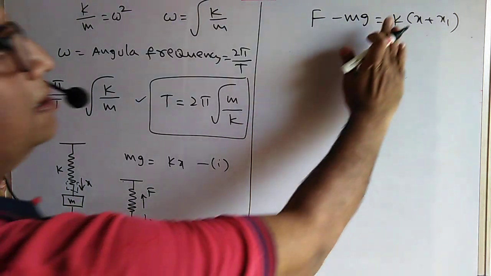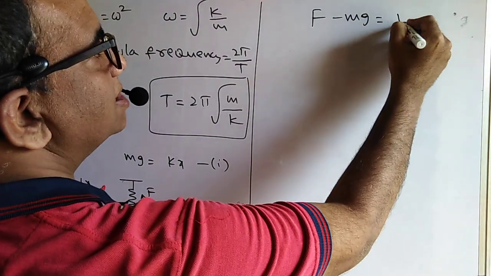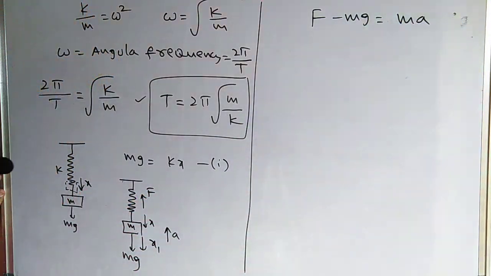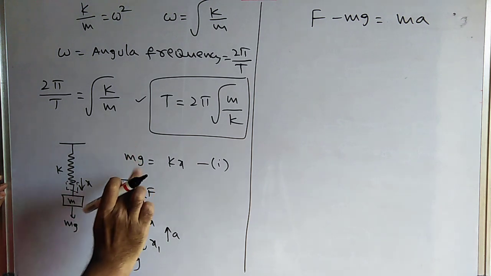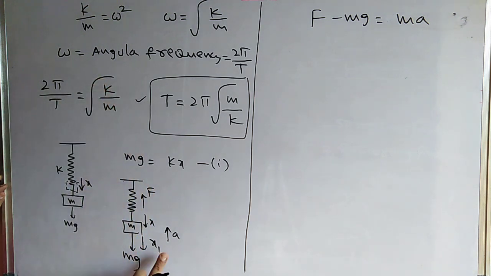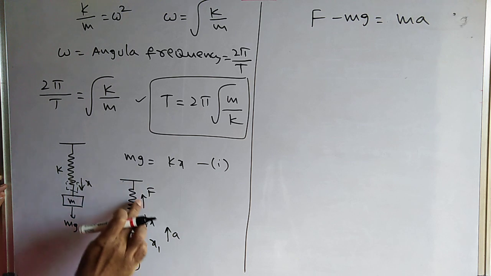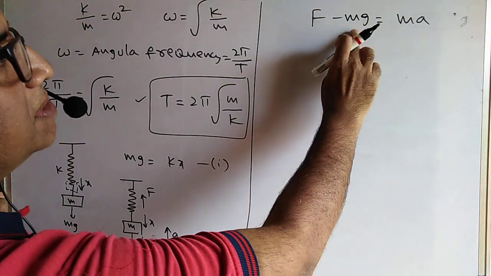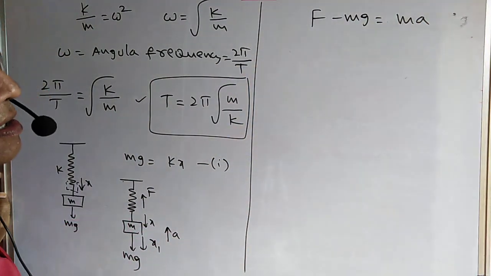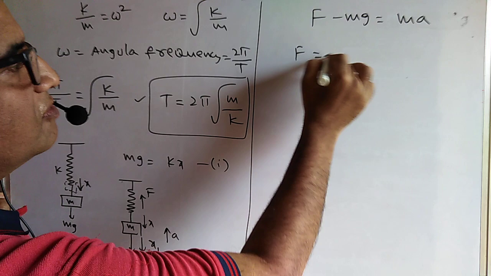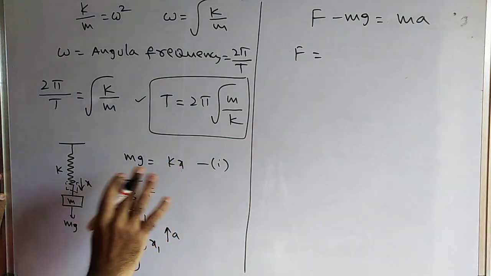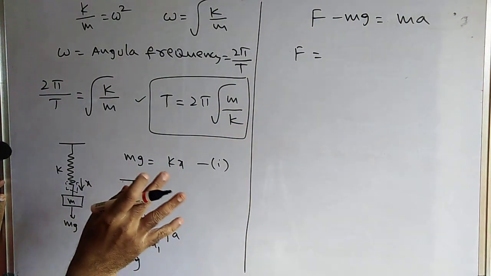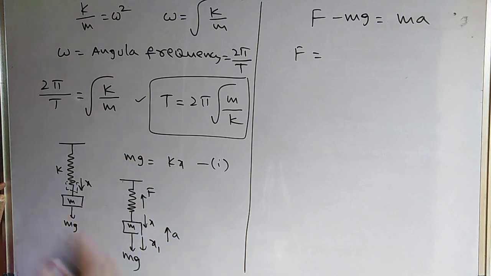Sorry, it's nothing but mass into acceleration. Can I write like that? See here, that is F, and this is mg downward, and the acceleration is upward. So definitely F is more in this case. Therefore F minus mg is equal to mass into acceleration. But what is the restoring force here? I am not taking any negative symbols, I am just taking the magnitudes.